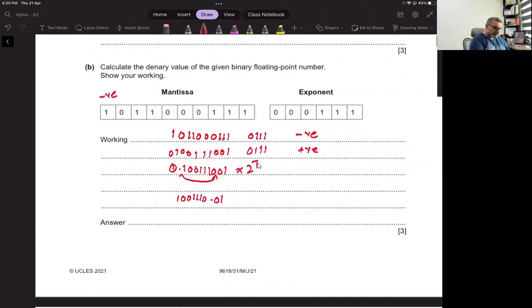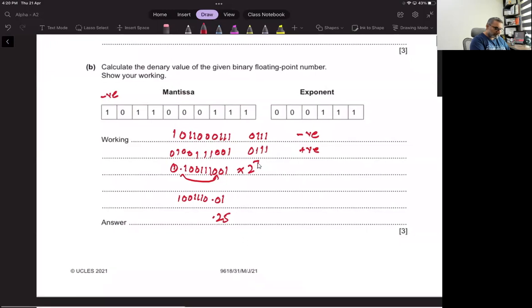So let's solve it now. 0.01 is basically 0.25, and this is 1, 2, 4, 8, 16, 32, 64. This is minus 78.25. Why minus? Because the original number was negative. So we made it positive and we solved it. Once it is solved, then we put the negative sign on it.